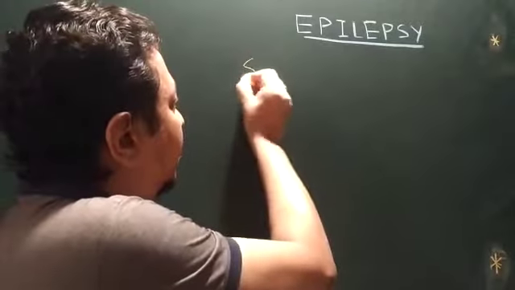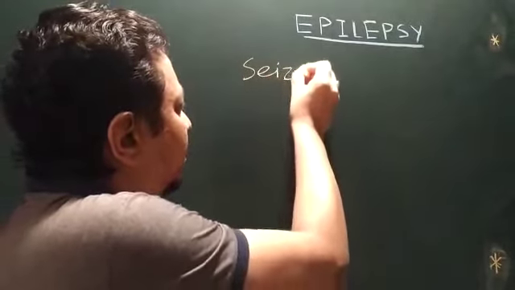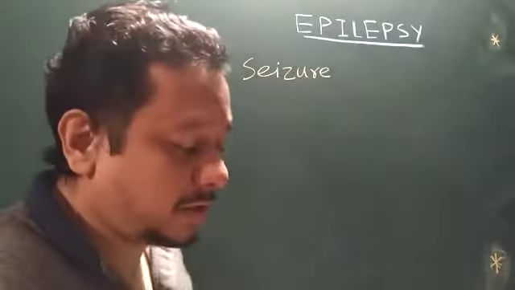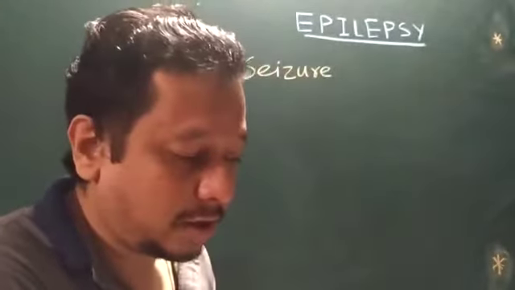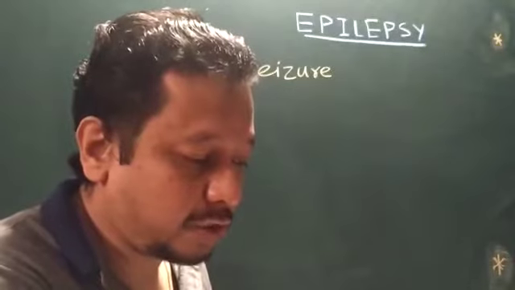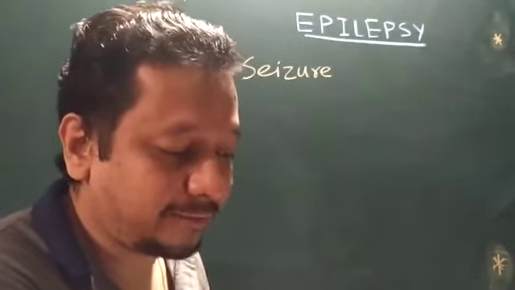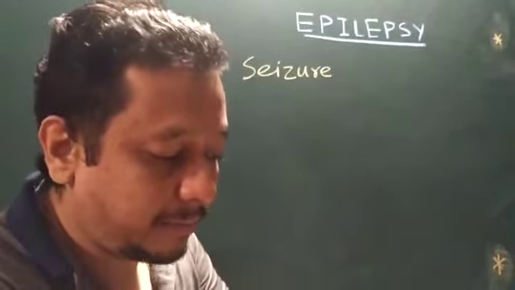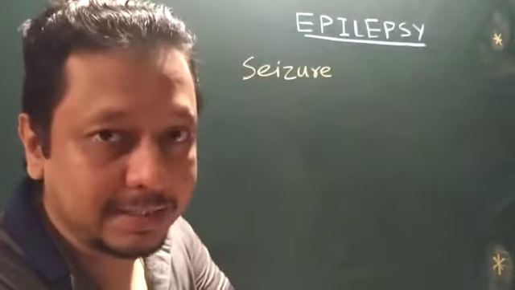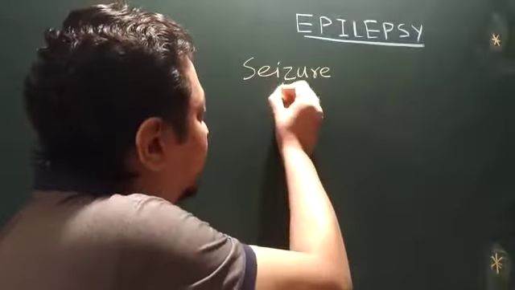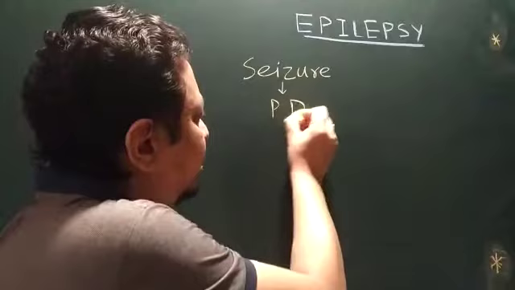Now, to understand epilepsy, we should know one important term known as seizure. What is a seizure? A seizure is a period of symptoms due to prolonged depolarization shift of the sodium channel present in neurons of the brain cell. So, it is prolonged depolarization shift.